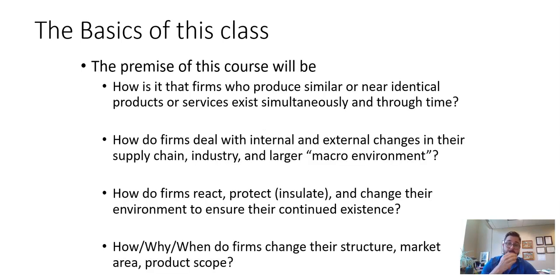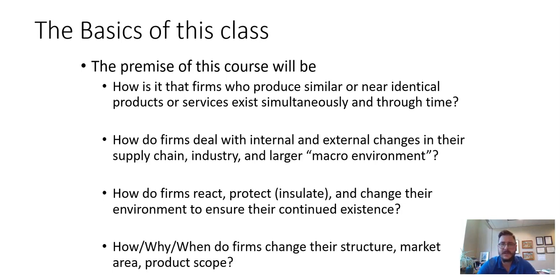Okay, so here are a couple of ideas that are the back premises of this course. Let's read these together. How is it that firms who produce similar or near identical products or services exist simultaneously and through time? Okay, so what I mean by this is, if you look around at the economic environment in which we live, there are thousands and thousands of companies. And when you start to drill into specific industries, you see that companies actually do almost the same things in a lot of cases. They do the same service, they provide the same product. So how can they exist simultaneously?